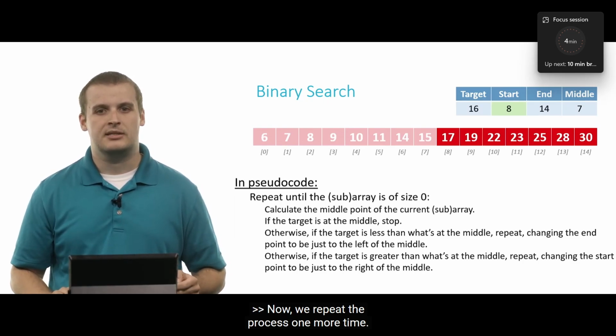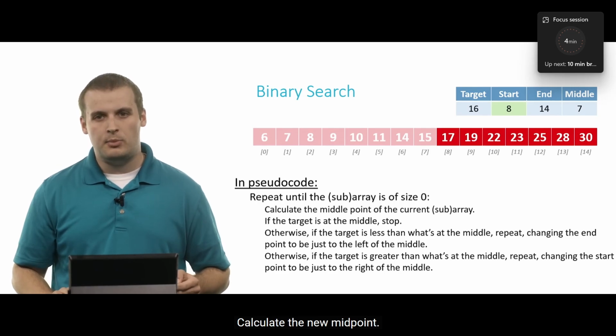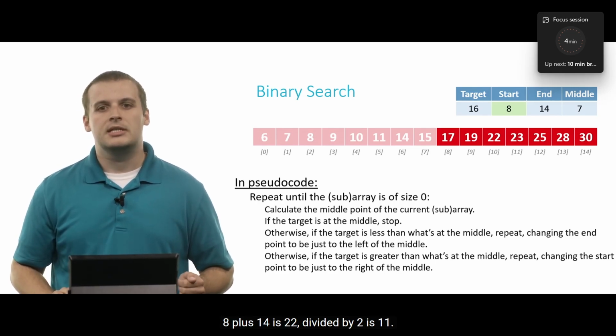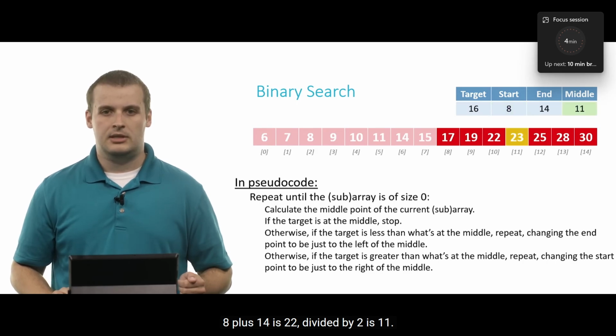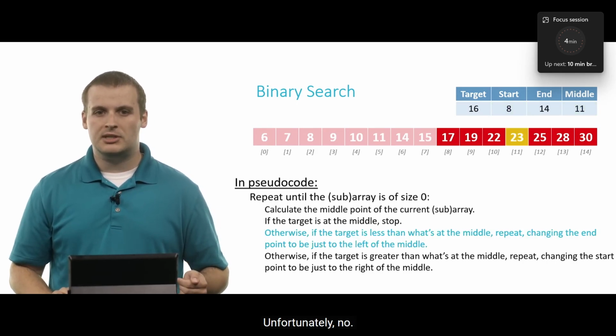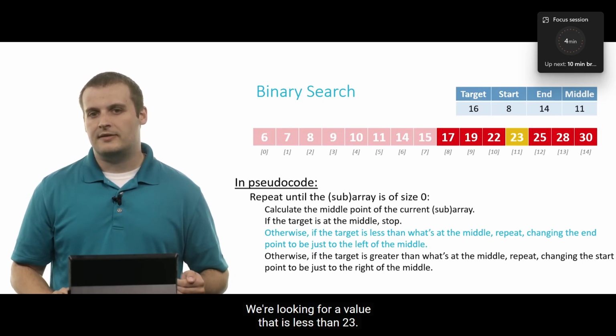Now we repeat the process one more time. Calculate the new midpoint. 8 plus 14 is 22. Divided by 2 is 11. Is 23 what we're looking for? Unfortunately, no. We're looking for a value that is less than 23.